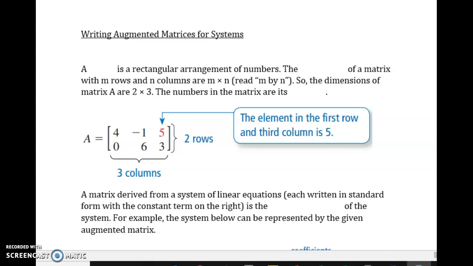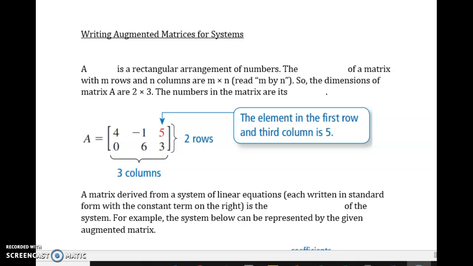Today what we're looking at is writing augmented matrices for systems of equations. This slide will cover some vocabulary that's going to be very important, so just watch as we go along through everything. As always, if you have a question, please don't hesitate to ask. If something is not clear for you, say something. Remember, you can go back and rewind or review this at a later time when you have more time.